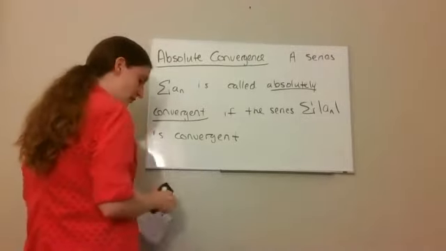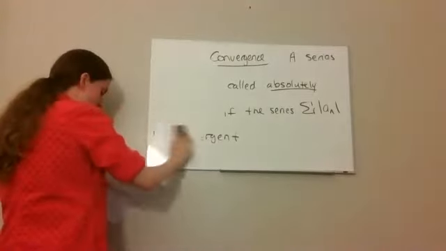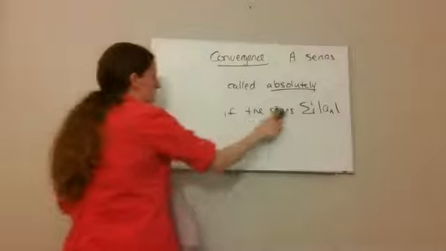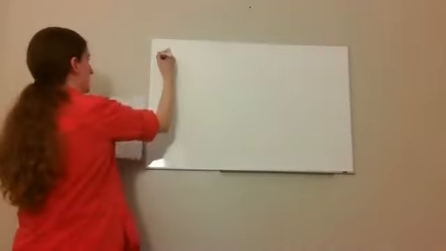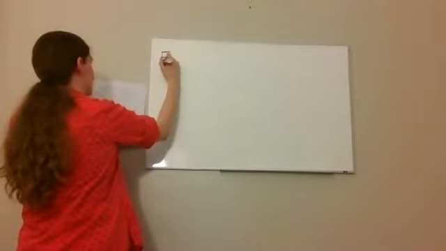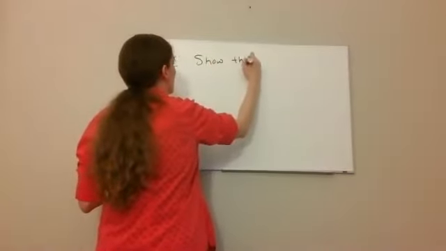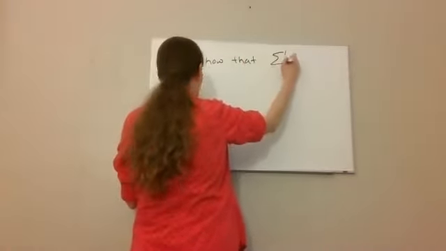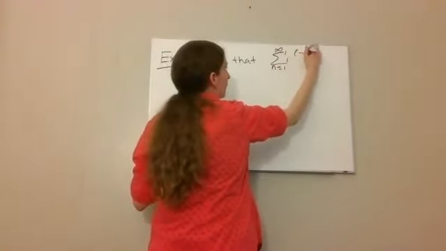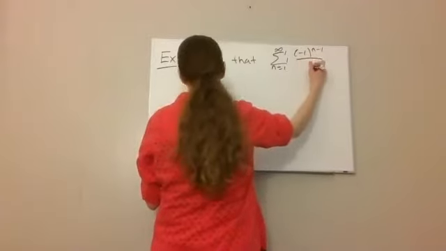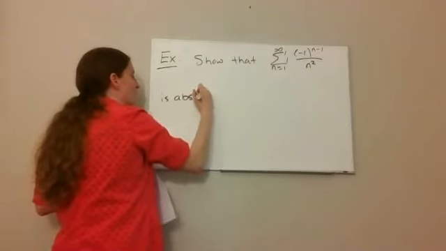So let's do an example of showing absolute convergence. So an example. Show that the series n equals 1 to infinity of (-1)^(n-1) over n squared is absolutely convergent.